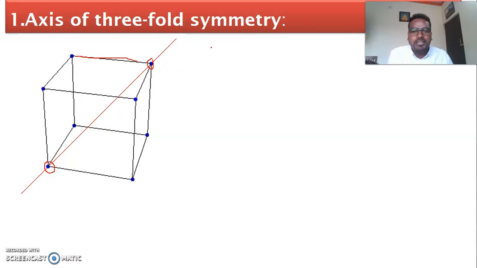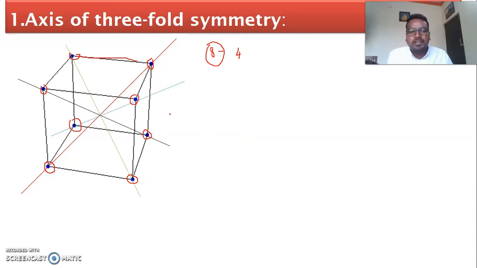There are 8 corners in a cube. So totally we can write 4 such lines, because for 2 points we can draw one line. There are 8 such corners present in a cube, so totally we can write 4 lines. Between these 2 points we can draw one line, between these 2 points a second line, and the next line is between these 2 points, and between these 2 points we can draw the line.